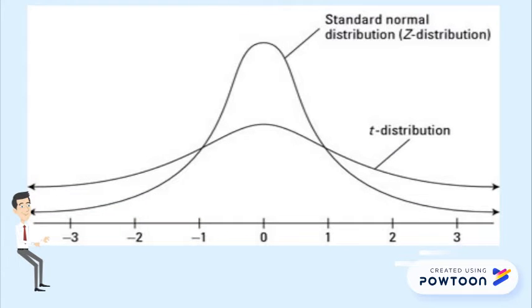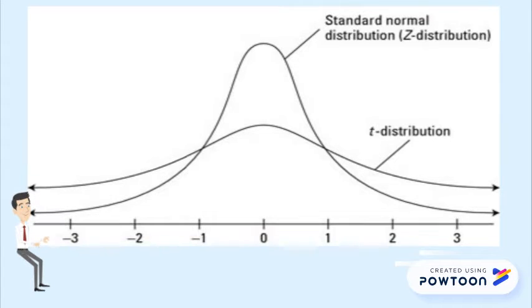Now, this is the difference between the normal distribution graph and the t-distribution graph. The t-distribution has fat tails, which allows for a higher dispersion of the variable, as there is more uncertainty.